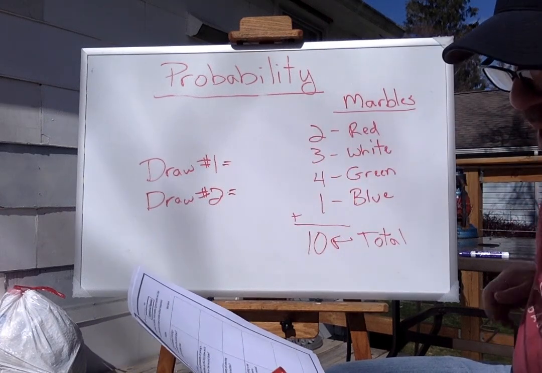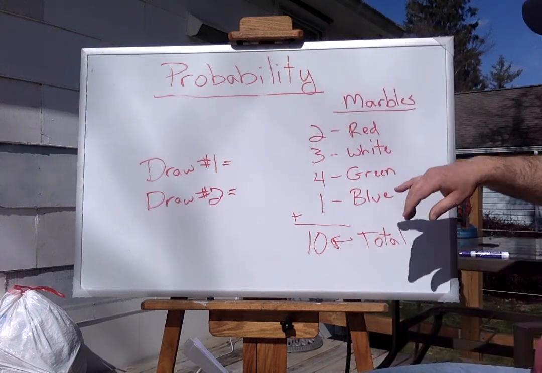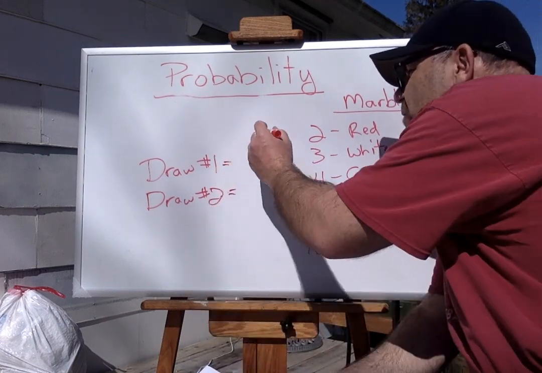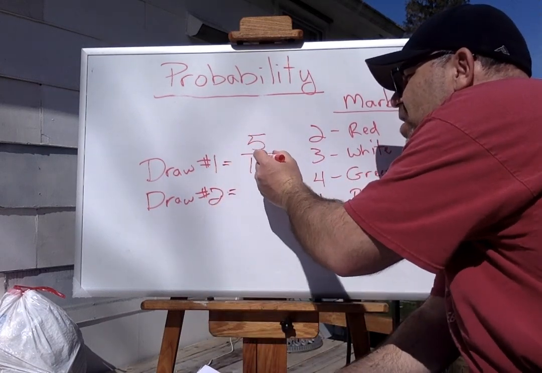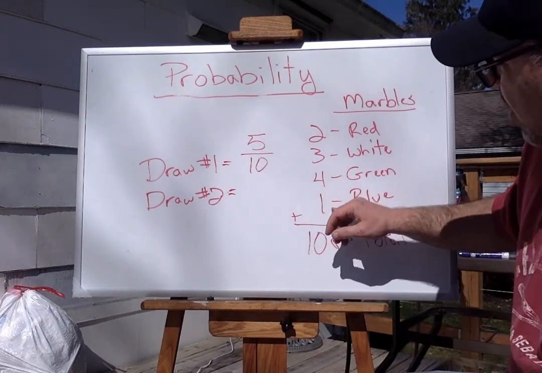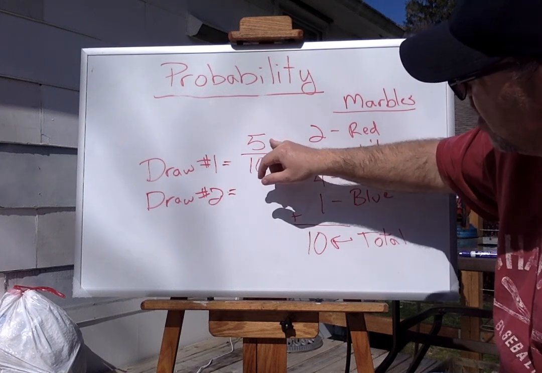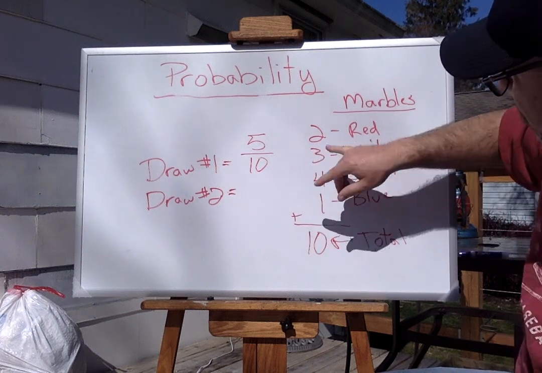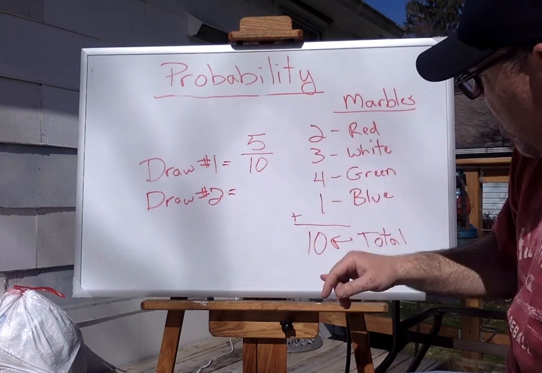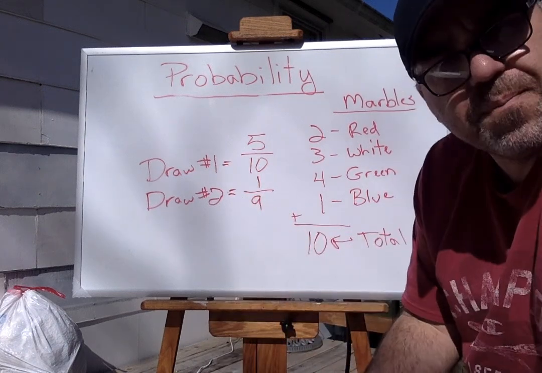Probability of selecting a red or white on the first draw. Okay, red and white. So how many total red and whites do we have? We have 5. Okay, so we have 5 total red and whites out of 10. And then a blue marble on the second draw. Again, we're only picking 1 marble. Okay, so this number is 5 because there were red and white marbles. There's 5 total possible chances of picking a red or white marble. So now the chance of picking a blue marble is 1 out of 9.